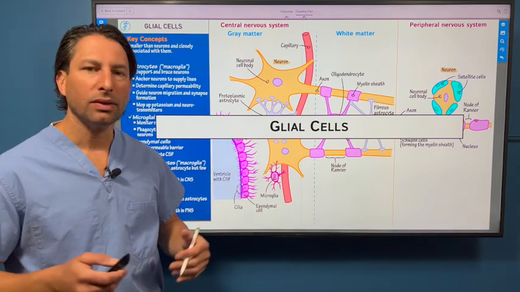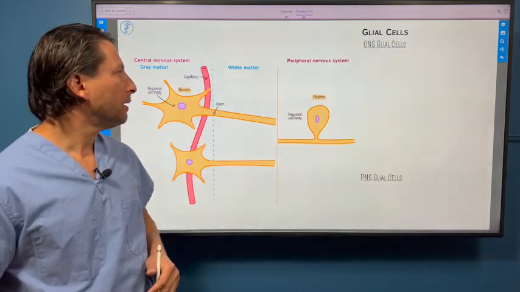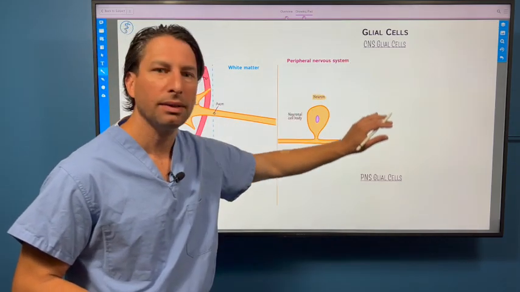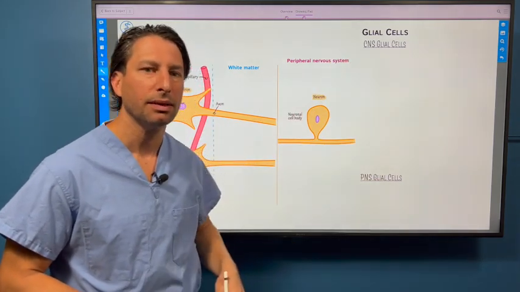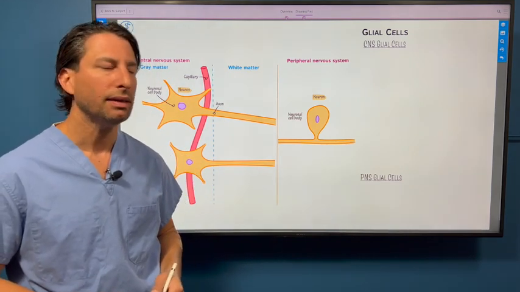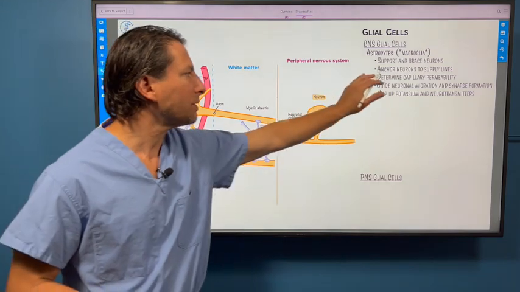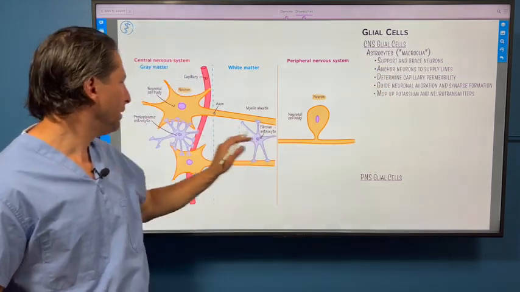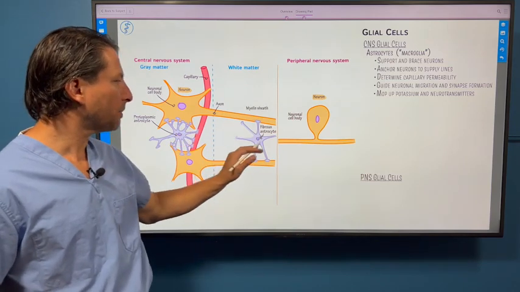Glial cells, these are white matter cells. So over here, we're going to demarcate central nervous system glial cells versus peripheral nervous system cells. And we'll denote that most of the ones that we're going to look at are macroglia. Starting with this astrocyte, these are its key physiological functions. We see it here. It has numerous processes.